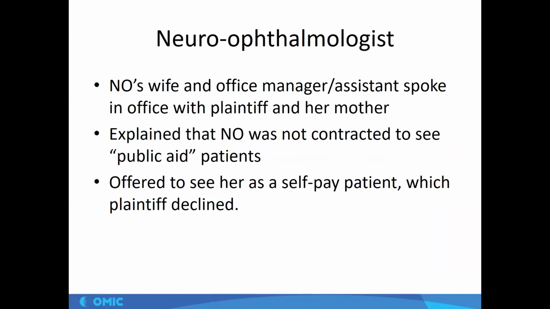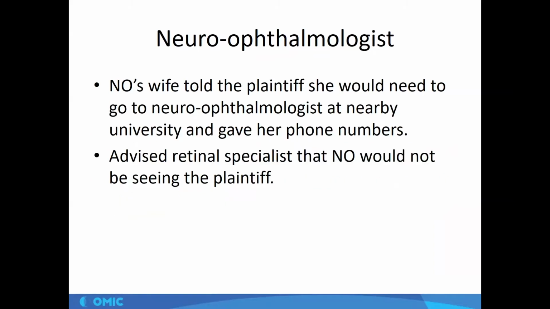The patient and her mother were met by the neuro-ophthalmologist's wife and office manager and assistant, who spoke with them and told them that the neuro-ophthalmologist was not contracted to see public aid patients. She was offered to be seen as a self-pay patient, which the plaintiff declined. The neuro-ophthalmologist's wife told the plaintiff she would need to go see a neuro-ophthalmologist at a nearby university and gave her some contact information and said she advised the retinal specialist that the neuro-ophthalmologist would not be seeing the plaintiff.